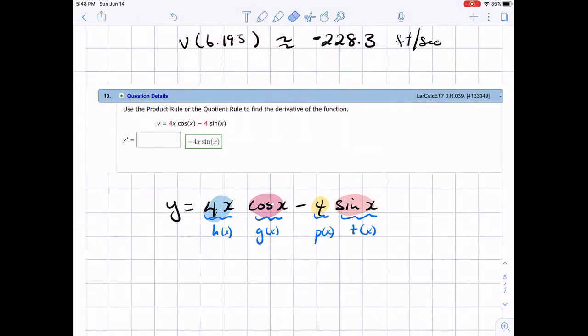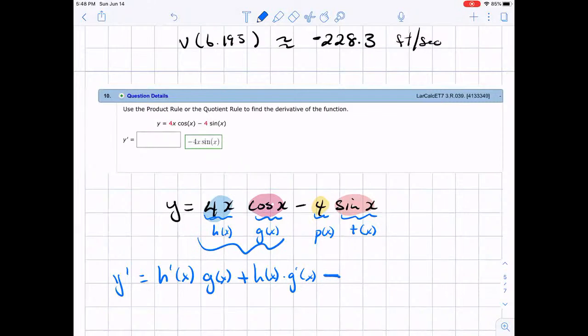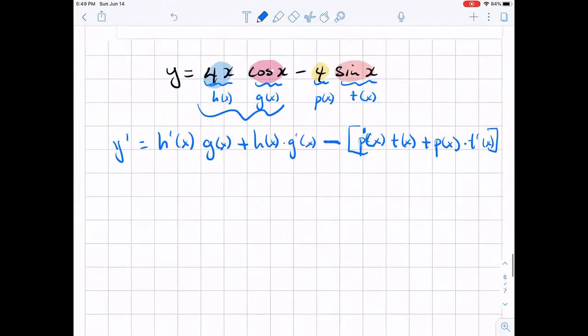y prime will be h prime of x times g of x plus h of x times g prime of x. That will be for this part here. Minus, and don't forget, because of this minus, now all of this quantity, so be very careful: p prime of x times t of x plus p of x times t prime of x.